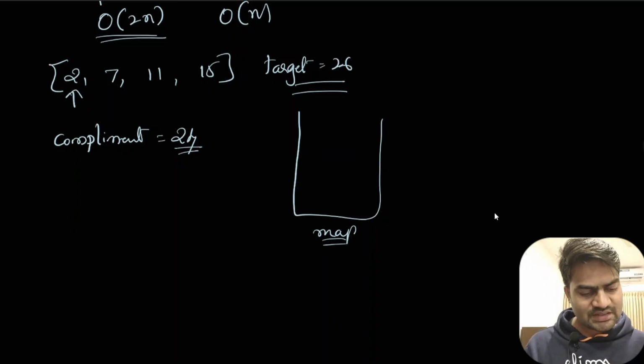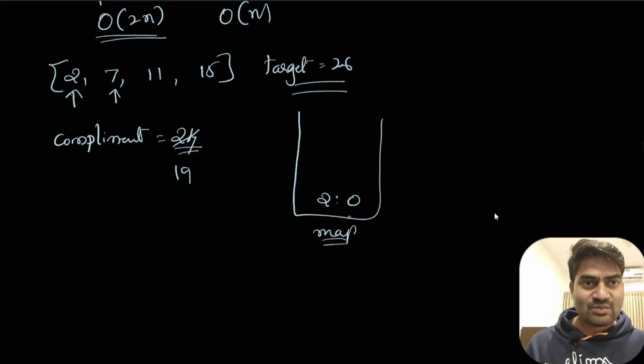No, right? Then I will simply push this 2 with its index and move to the next number. Then let us try to find the complement. So 26 minus 7 will become 19. Do we have 19 in the map? No, right? Then we will simply push 7 with its index. Then we will move to the next number.